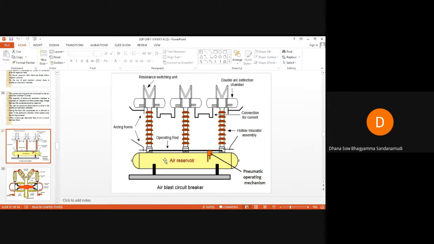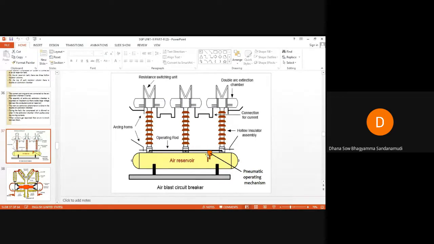This operating rod controls the valves of this air reservoir. This is the air reservoir. There are valves here below each hollow insulator. These valves are initially closed under normal operating condition. Whenever the pneumatic mechanism gives a signal, the operating rod will open these valves of the air reservoir. In the air reservoir, the air is compressed.